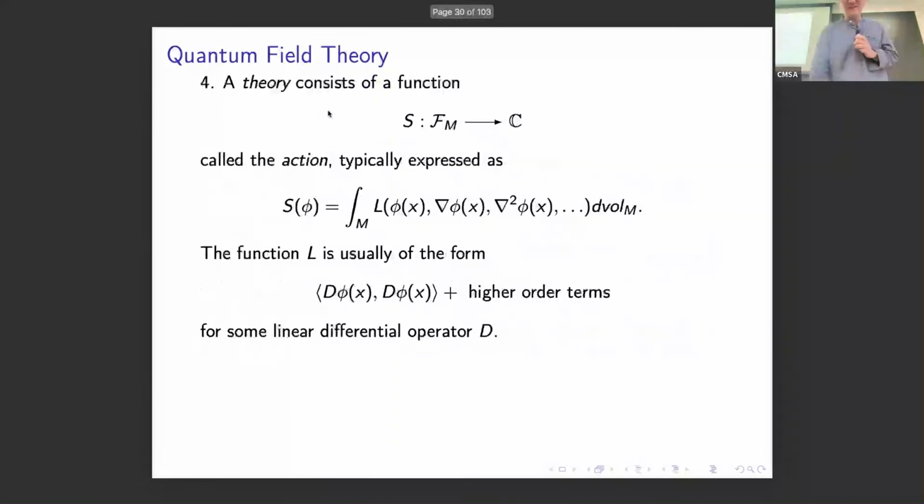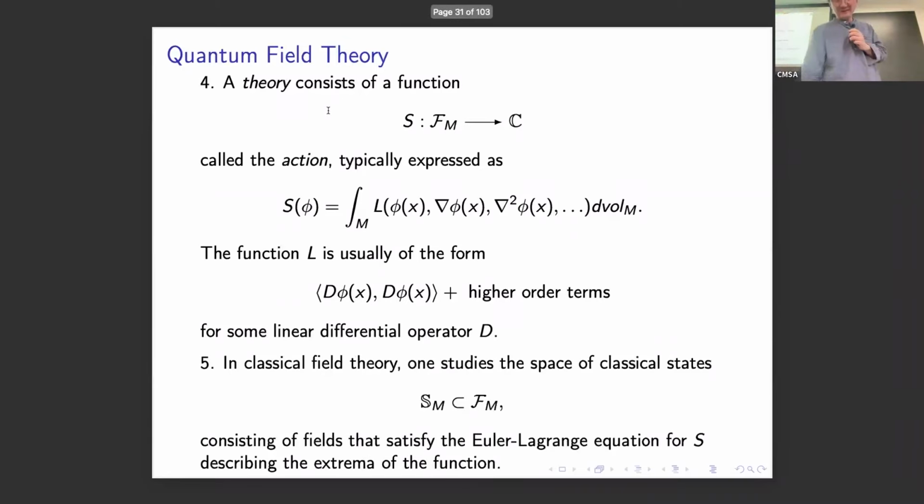About the theory, you have to give a function on the space of fields. That's usually called an action. Again, this idea is also being modified in ways that I don't understand, but this is good enough for our purposes. A theory is given by a function that's typically expressed as a local function of the fields integrated over the manifold. This is the way field theories are usually specified.